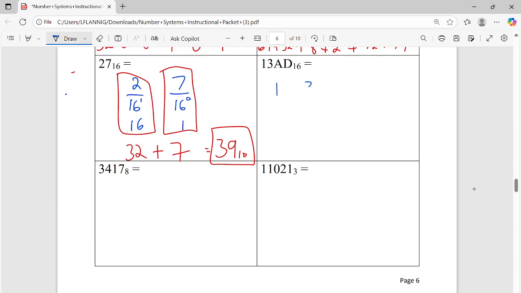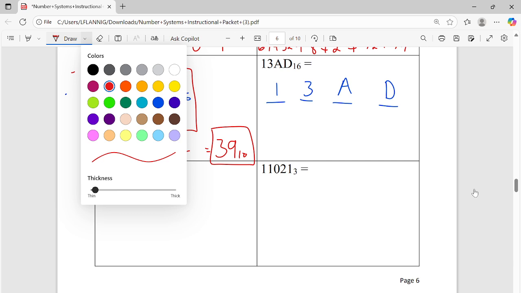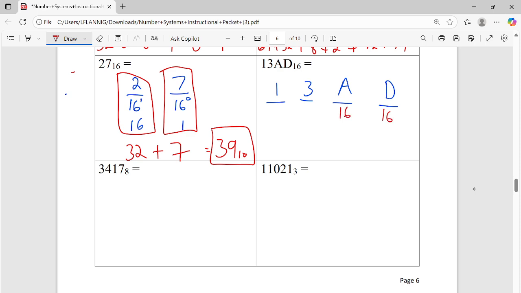Next, we have 1, 3, A, D. Now, again, let's continue. And we know this is base 16, so it's 16, 16, 16, 16. And we have 0, 1, 2, and 3. 16 to the 0 power is 1. 16 to the first power is 16.